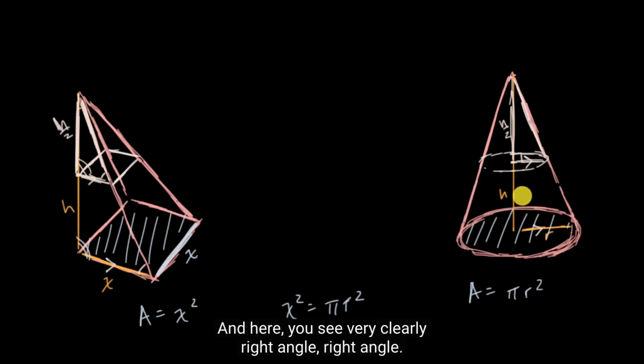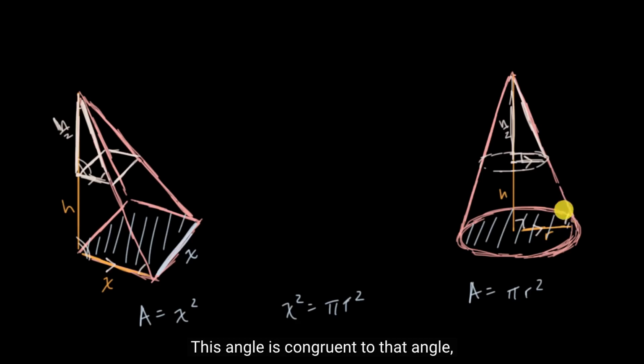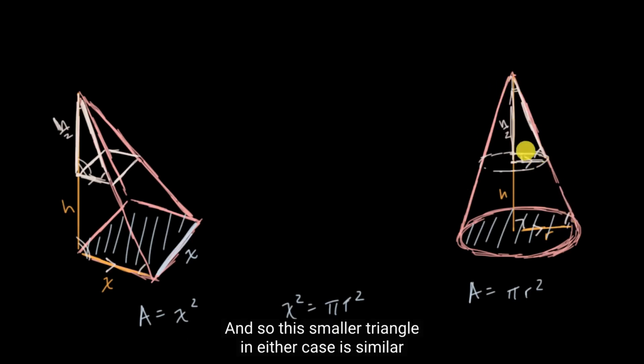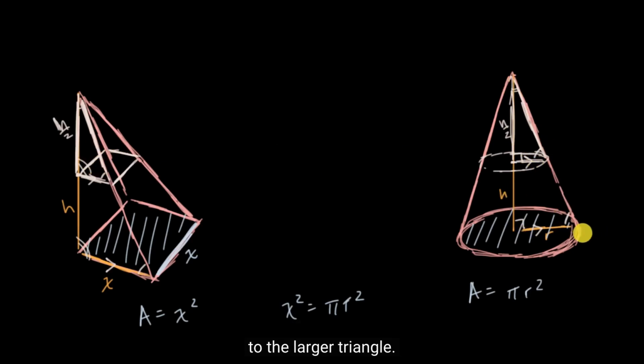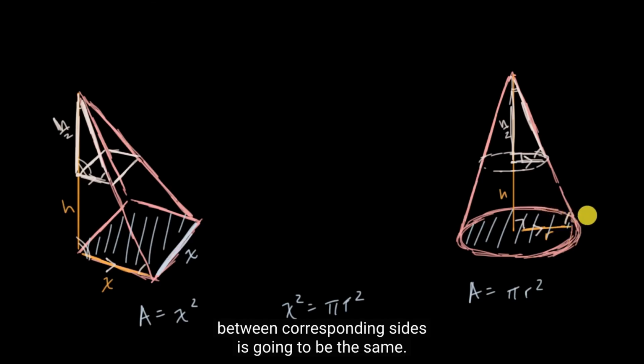And here you see very clearly right angle, right angle. This angle is congruent to that angle, and then both triangles share that. And so the smaller triangle, in either case, is similar to the larger triangle. And what that helps us realize is that the ratio between corresponding sides is going to be the same.